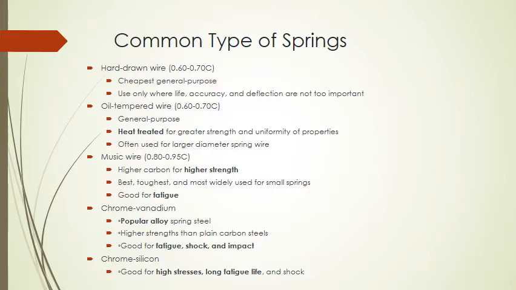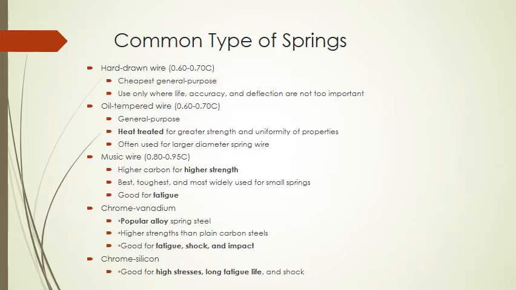So why should we have oil tempering? Oil tempering produces proper properties in the spring. For greater strength and uniformity of properties, it is heat treated, it is oil tempered. It is often used for larger diameter spring wire, and it is again a general purpose spring.